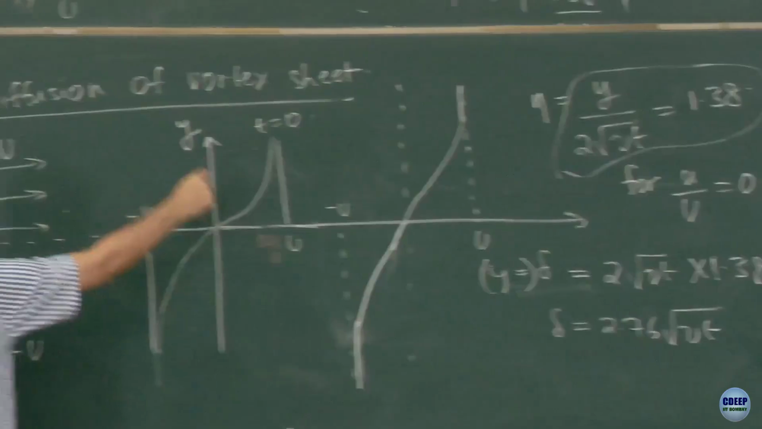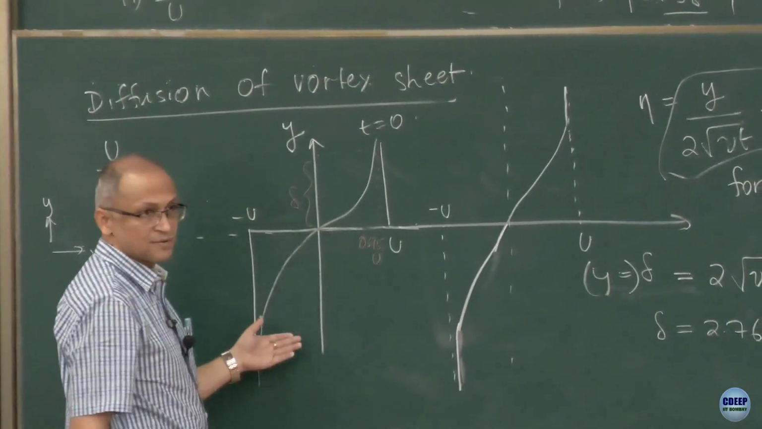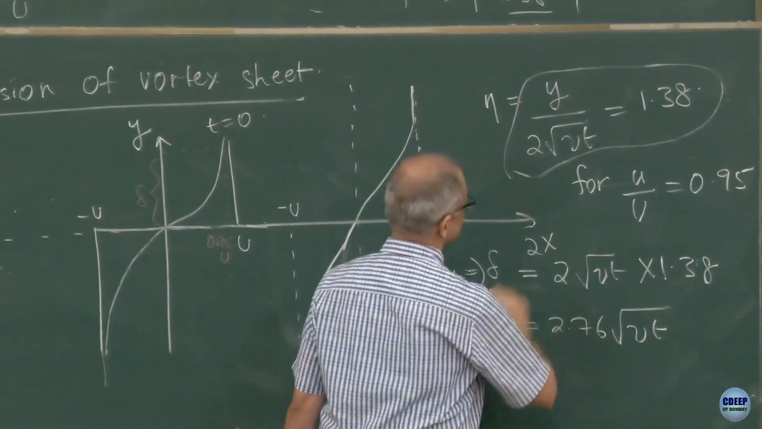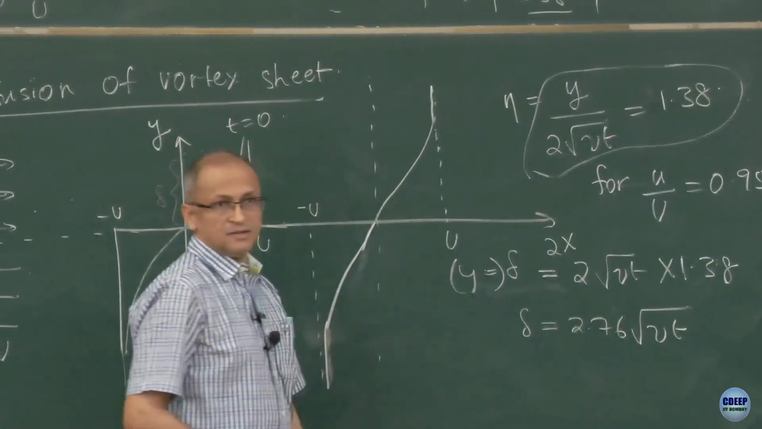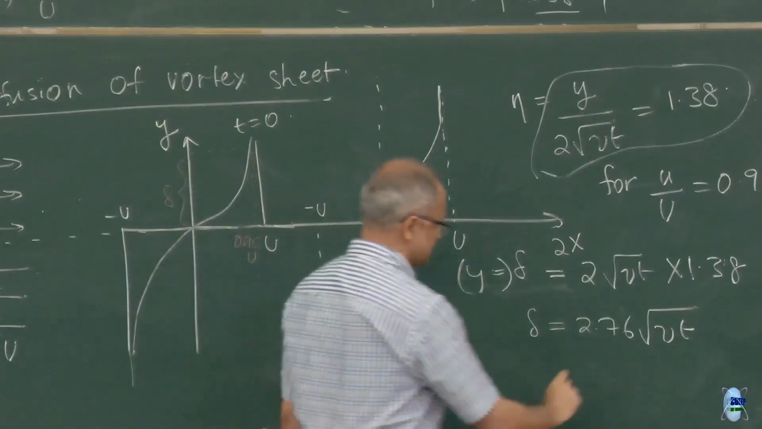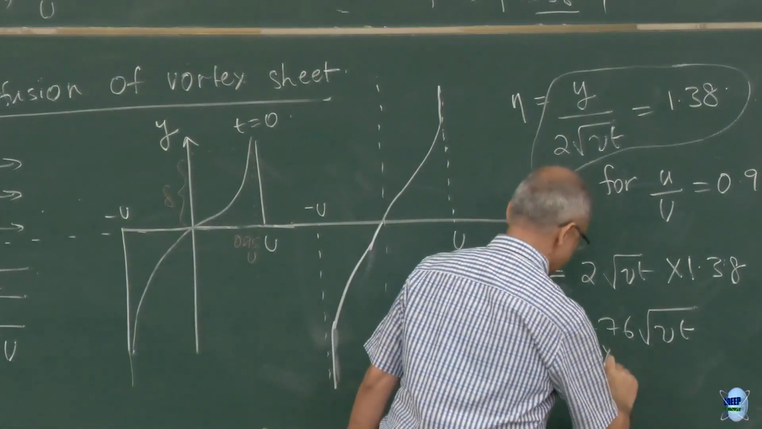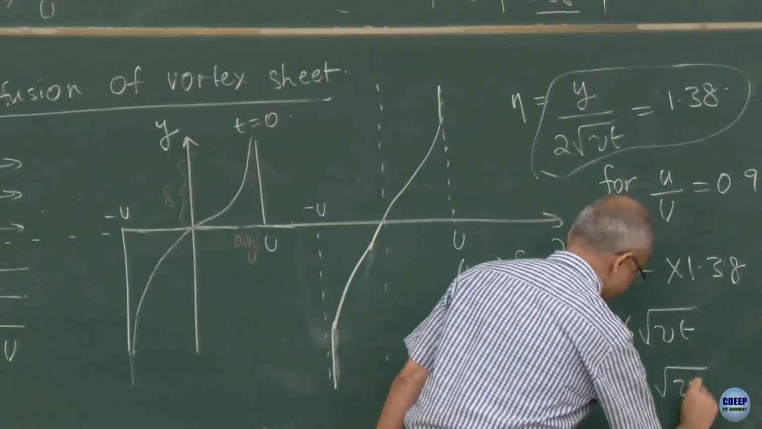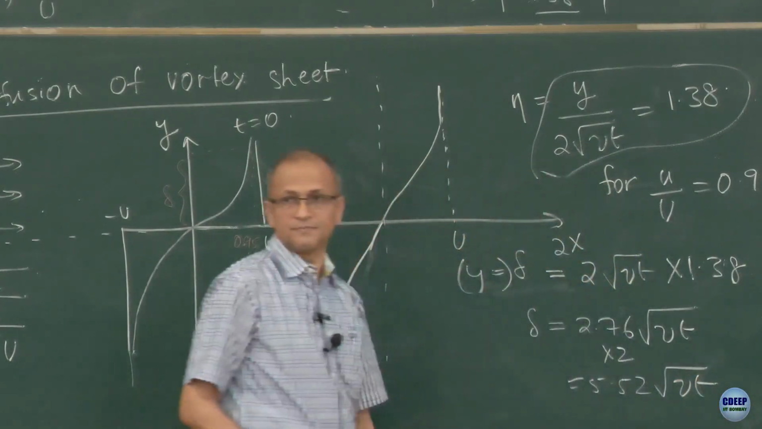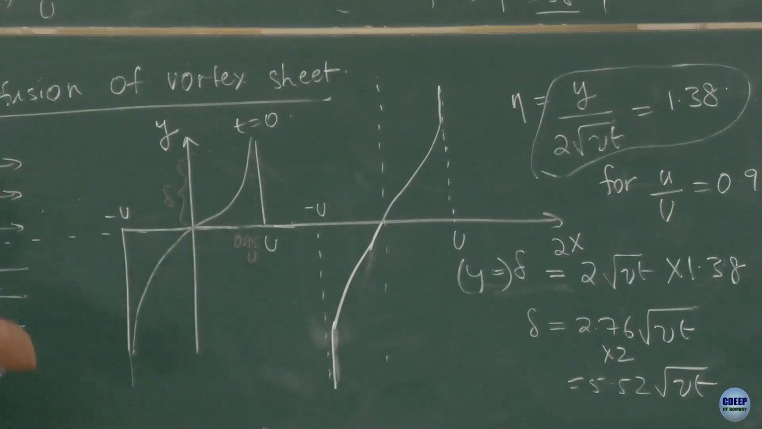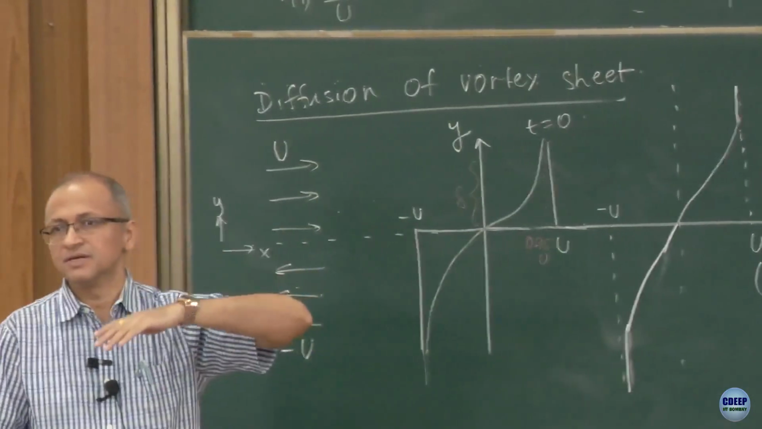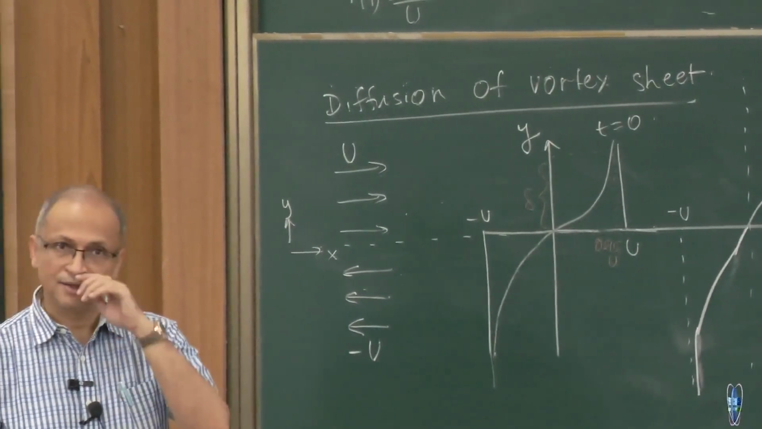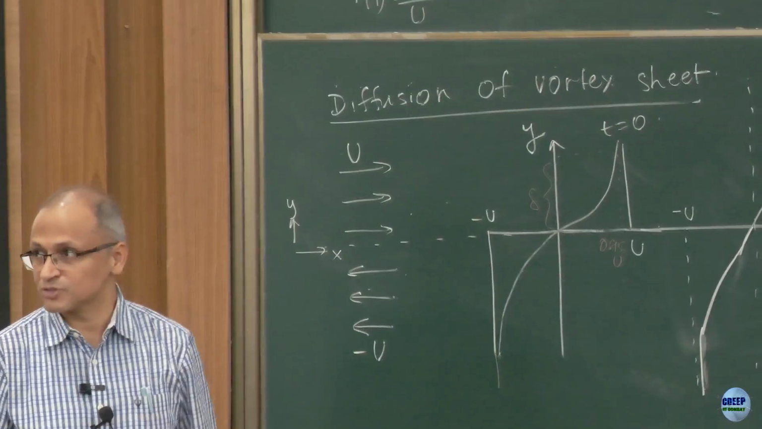Okay, in this case, it is going to become twice of this. So in our present case, this is going to become twice of this. Because we have delta on both the sides, this will become multiplied by 2: 5.52 times the square root of nu t is what I will get here. Because the diffusion is happening on both the sides with a width of 2.76 square root of nu t, and therefore it is 5.52 times the square root of nu t.